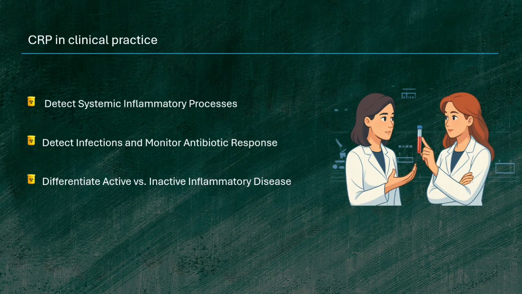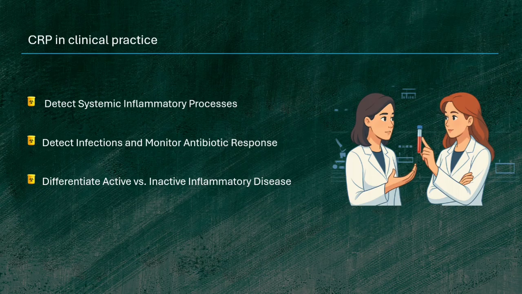3. Differentiate active versus inactive inflammatory disease. In patients with chronic inflammatory conditions who also have concurrent infections, CRP helps distinguish between active inflammation, e.g., a flare of autoimmune disease, and inactive disease with superimposed infection. This is crucial because symptoms like fever or fatigue can overlap.